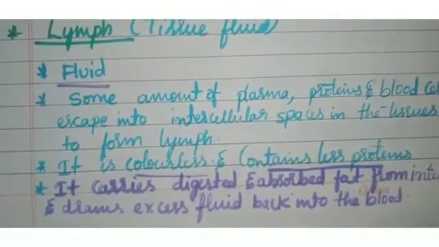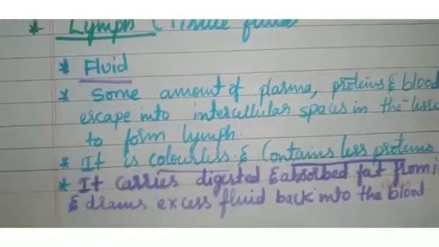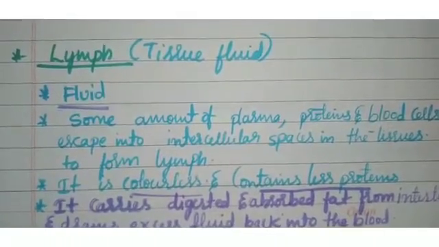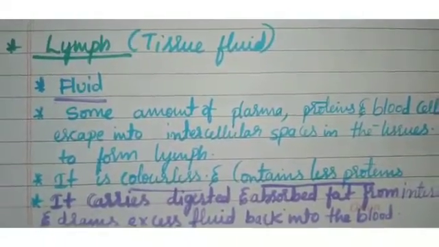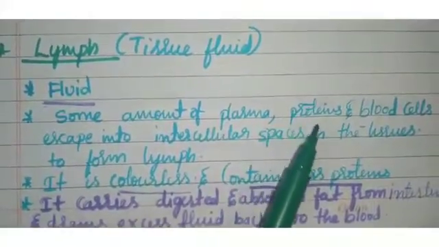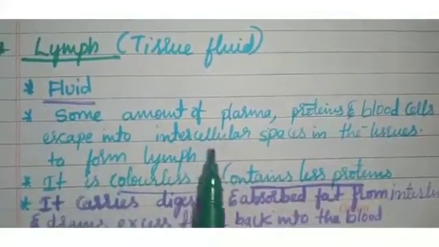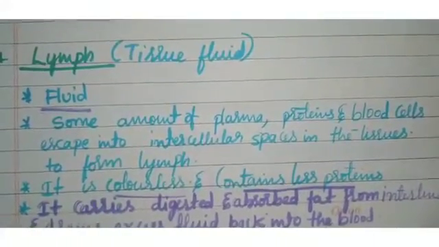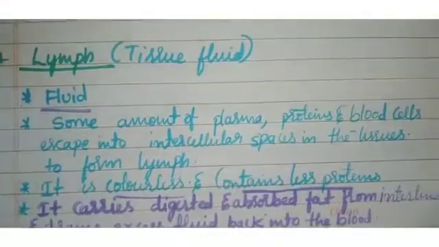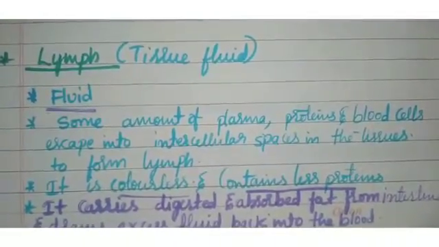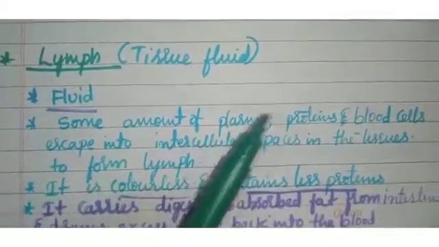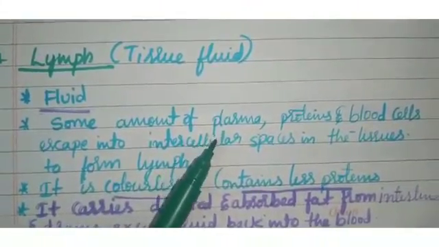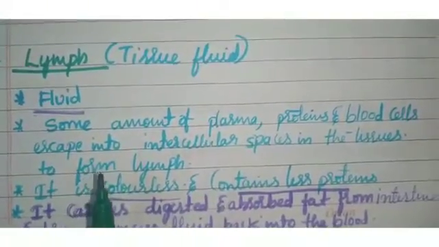Through the pores present in the walls of the capillaries. The capillary walls have small holes. From these holes, some amount of plasma, proteins and blood cells escape into the intercellular spaces in the tissues to form the lymph. Normal blood vessels, the capillaries, have some small pores. From these small pores, plasma and proteins escape and are collected in the intercellular spaces of the tissues to form the lymph.